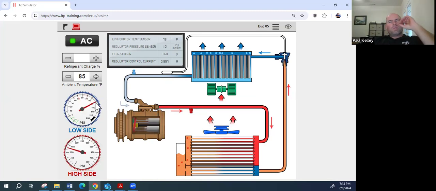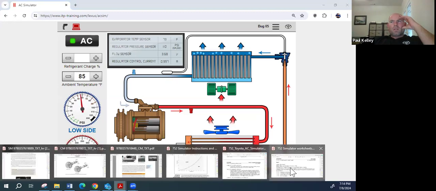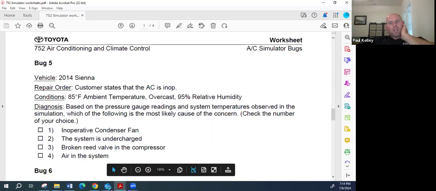Your 90 on the low side is horrible. Your 90 on the high side is horrible too. They're both horrible, and it's not because the compressor clutch is kicking on and off. It's just that the compressor's shot. The compressor's got a broken reed valve. Everybody agree with that? Anybody got any questions on that?